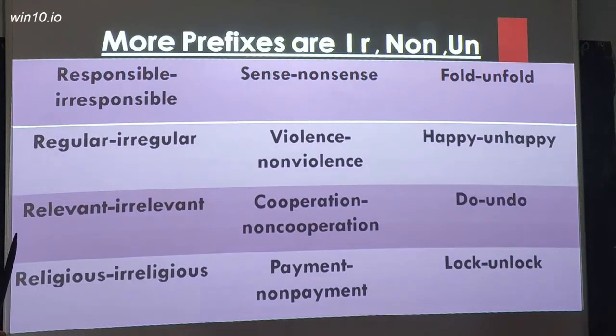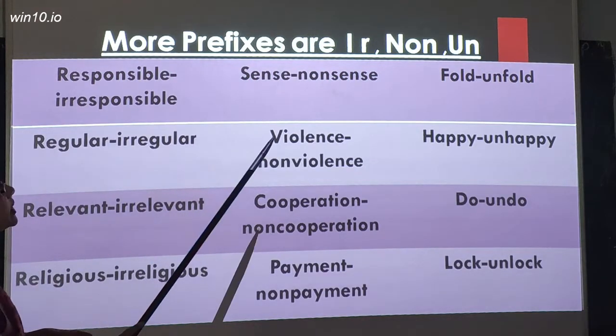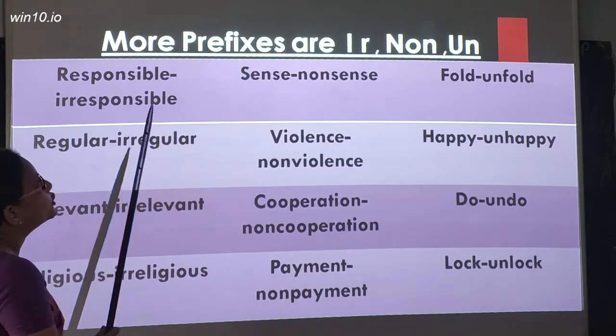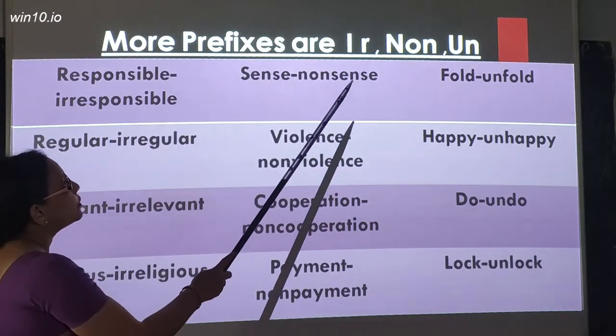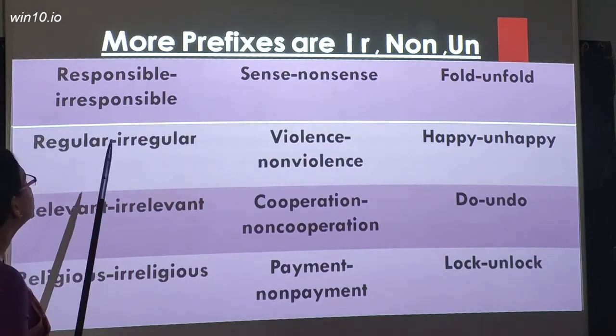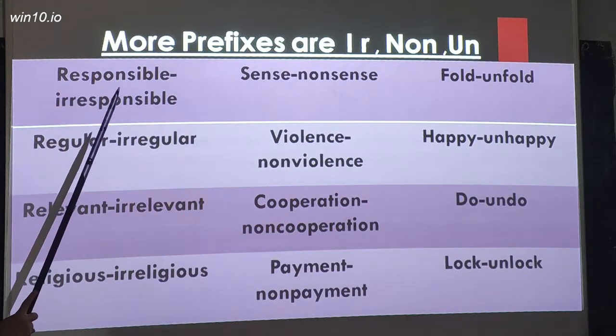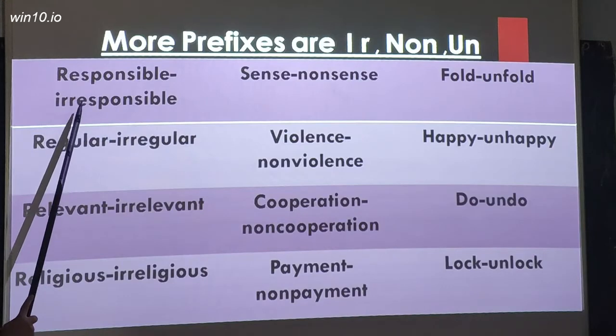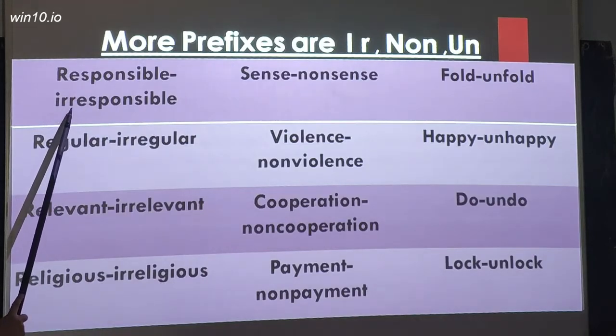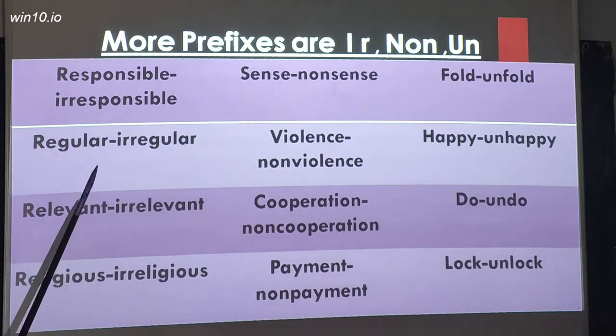Let's see some more examples of making opposites, new formations by using ir, non, un. So more prefixes are ir, non, and un. And this is responsible. The original word, the primary word before us, is responsible. We put ir before responsible, and the new word is irresponsible. Regular, irregular, relevant, irrelevant, religious, irreligious.